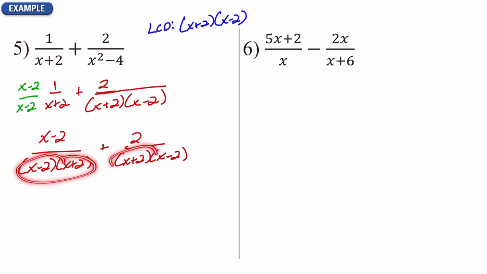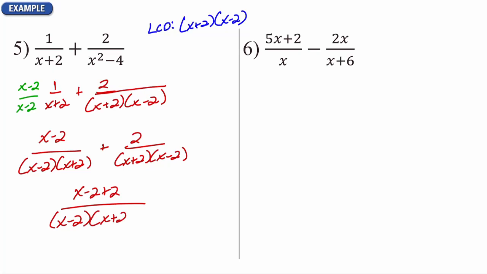Now that they have that common denominator, I'm going to go ahead and write it all over one denominator and add my numerators. x minus 2 plus 2 over the x minus 2 times x plus 2. In the numerator, that minus 2 plus 2, that just becomes 0.